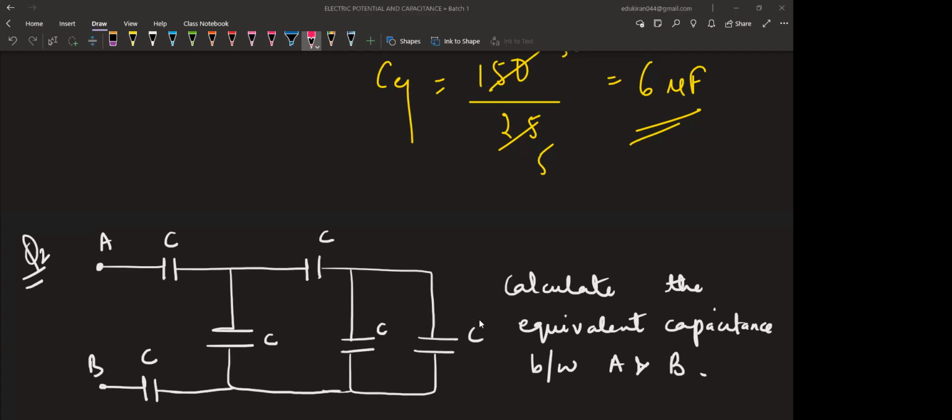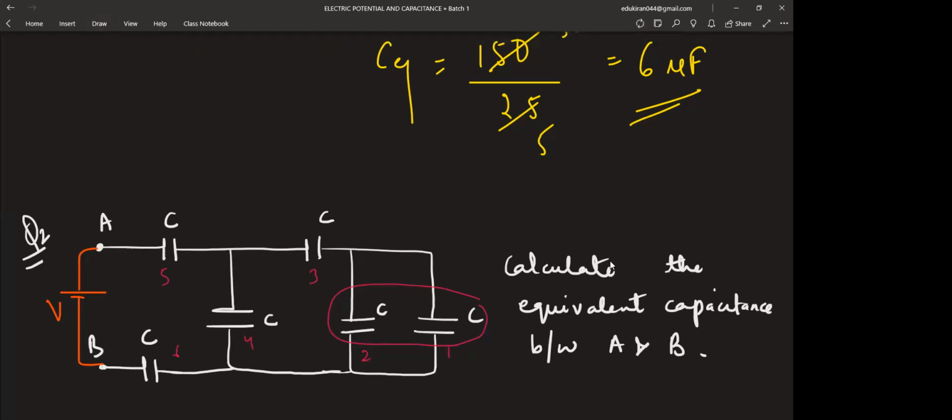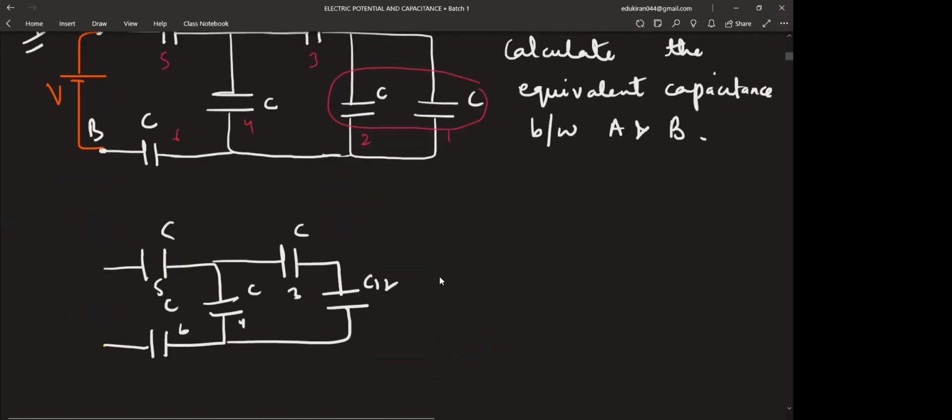See, how will you solve this question? First, you will start from here. This is C, this is C. Both are connected in parallel. See, this is 1, 2, 3, 4, 5, and 6. And whenever you have these open ends, it means there's a battery connected. Now your circuit is completed, right? So once you solve these two, both of these are connected in parallel, 1 and 2. So what will happen when two capacitors are connected in parallel? You just add them. So C12 will be equal to C1 plus C2, which is equal to C plus C, which is equal to 2C. So this is now 2C.